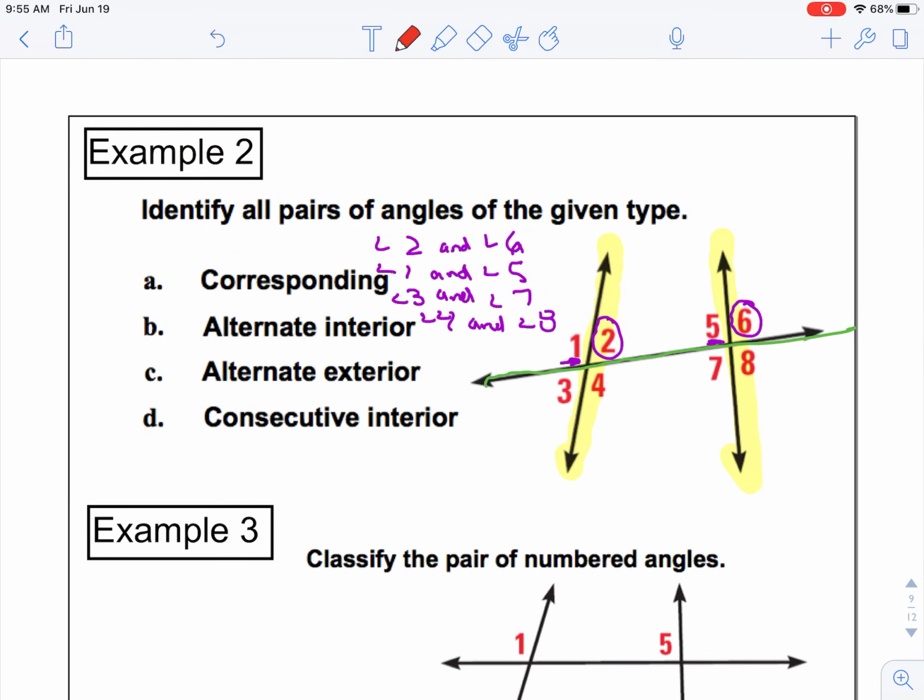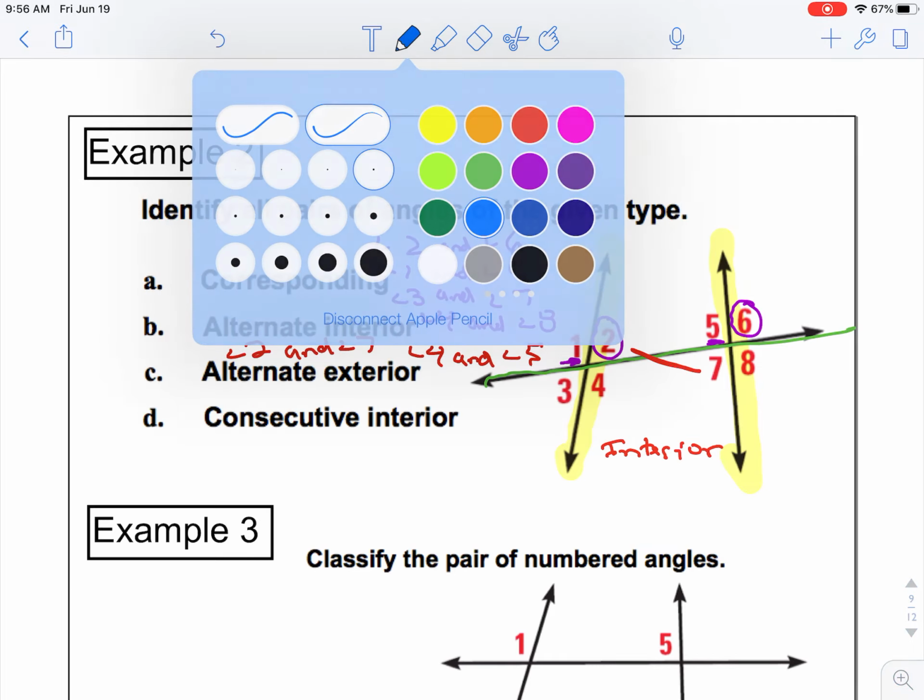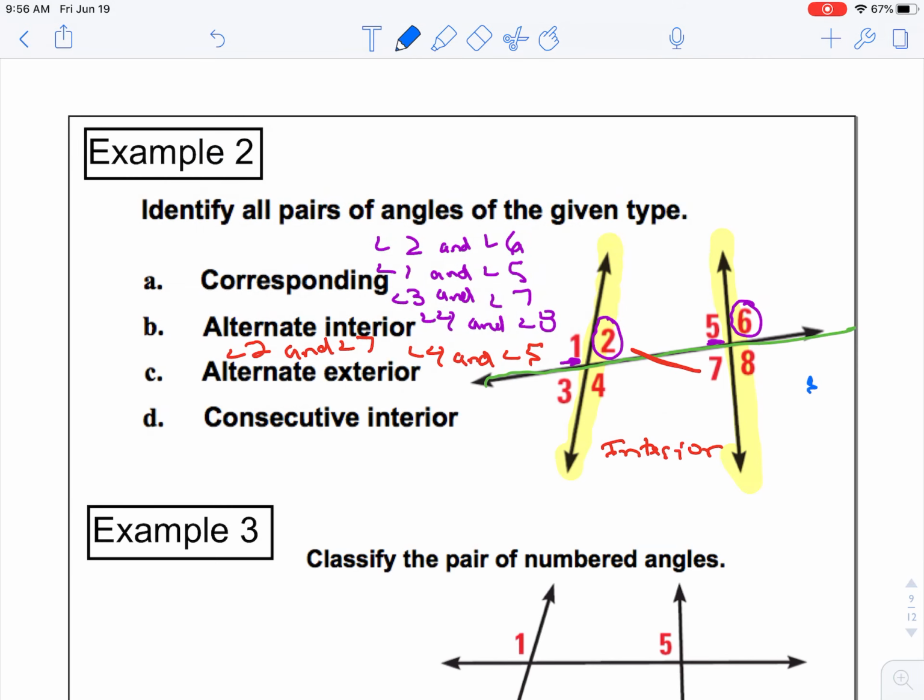Now let's look at alternate interior angles. Alternating across the transversal and on the interior of those lines. So this is the interior of the lines, where the transversal is intersecting. Alternating across the transversal would be angle 2 and angle 7, or angle 4 and angle 5.